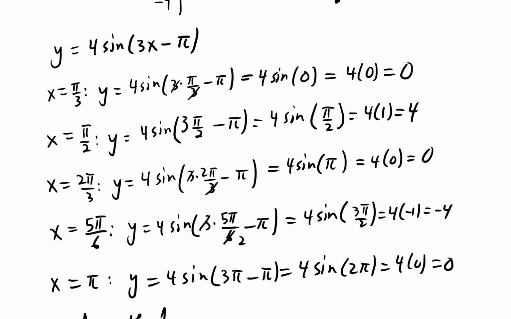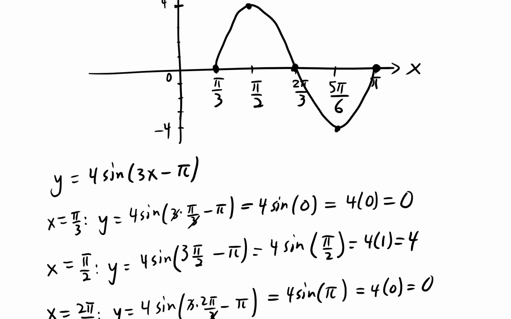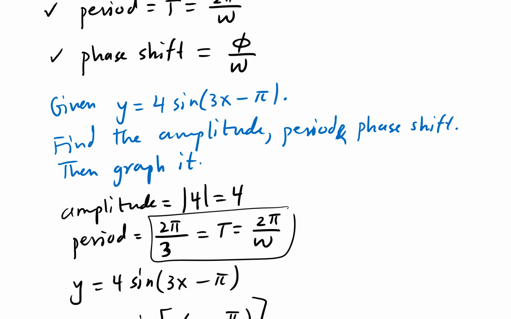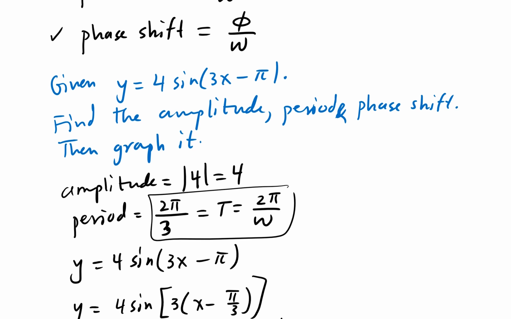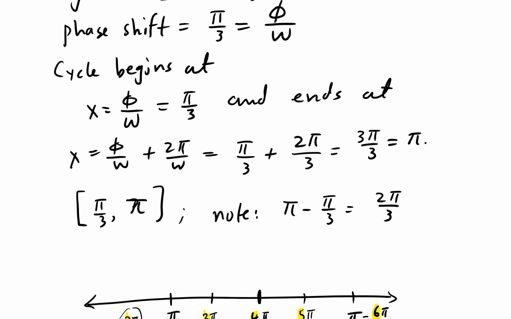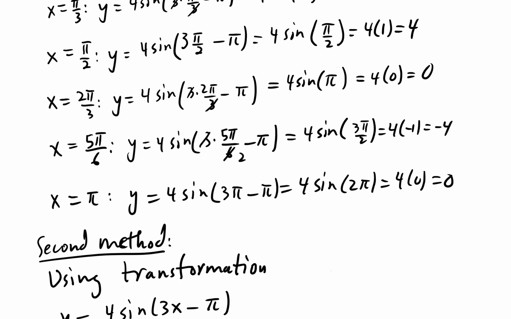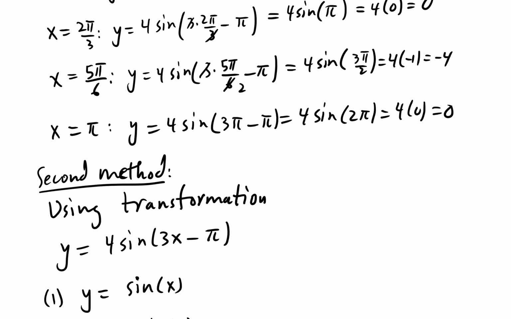As another method to graph this one, we can graph it using transformations. If we look at the function y equals 4 sine of 3x minus pi, we can start by graphing 4 sine 3x, or 4 sine x, or sine x. You can start anywhere you like. Using transformations, I started with y equals sine x. That's what we call the parent function, y equals sine x. We are all familiar with the graph of y equals sine x.